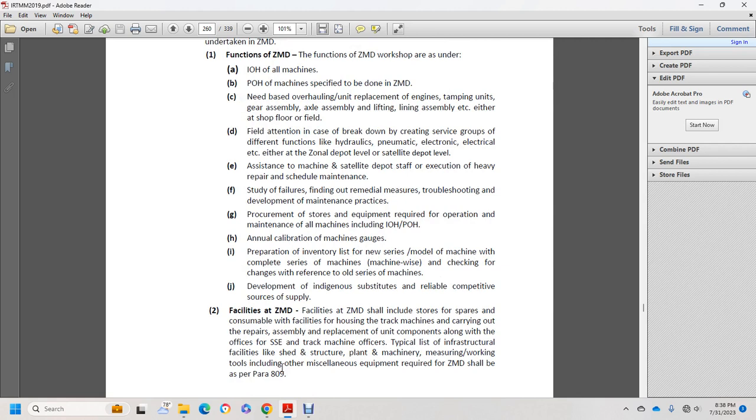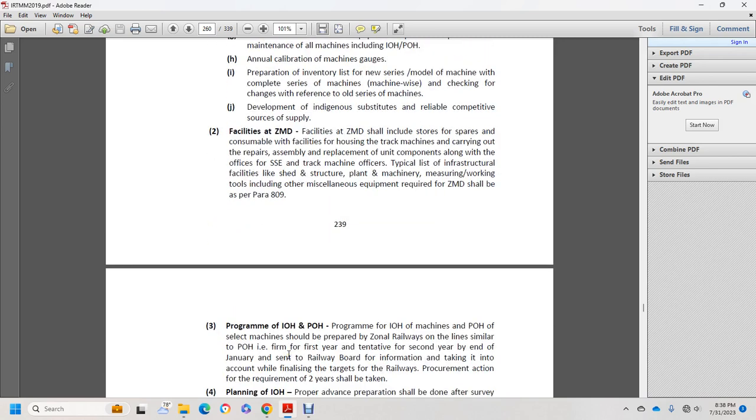The facility of the zone maintenance depot shall include space for the storage of consumables, housing for the track machines, carrying out repairs and replacement of units and components, along with the office of the senior service engineer, track machine officer. The typical list of infrastructure of the facility, like the shed, structure, plant, machinery, machinery work, tools, and other miscellaneous equipment required for the zone maintenance depot, is shown in this paragraph 809.